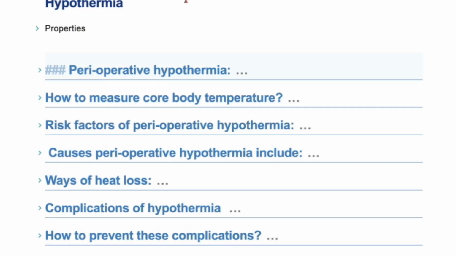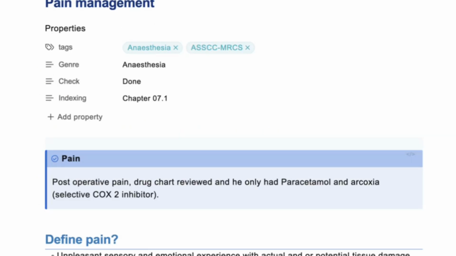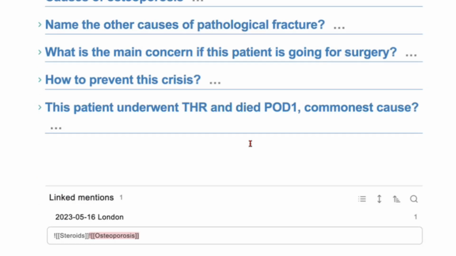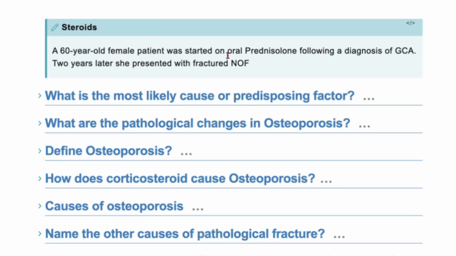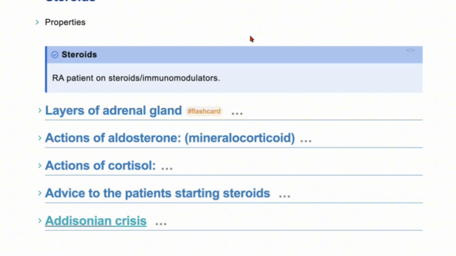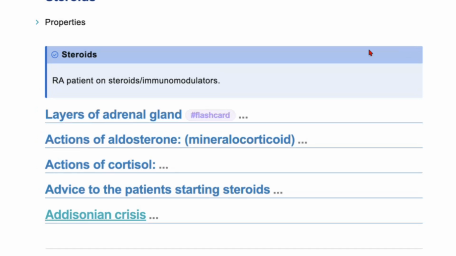Thank you. All right, let's start with osteoporosis. I know you haven't asked for this, but it's sort of relevant because I think those three scenarios are sort of related: osteoporosis, steroids, and then Addison's disease. So let's actually start with steroids, and then we can move on to osteoporosis. Right, you have a rheumatoid arthritis patient who was on steroids and some immunomodulators as well.